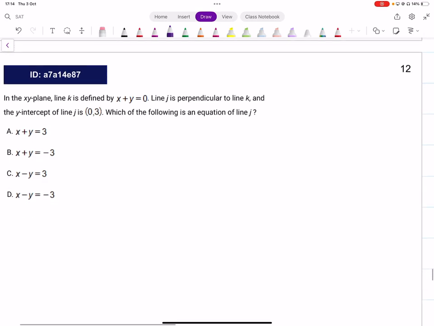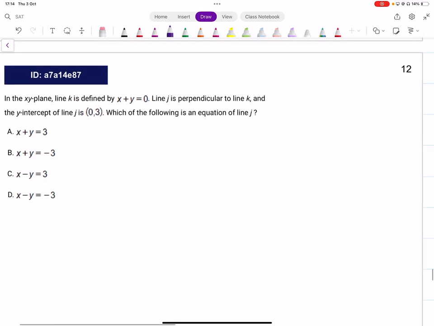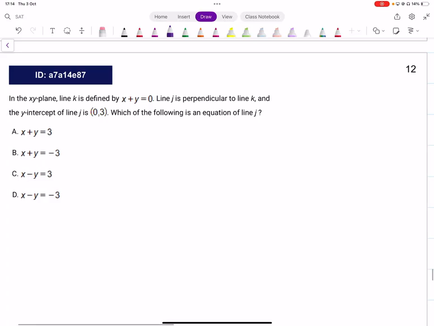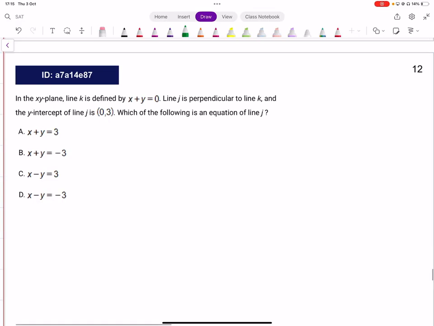Question number 12. In the xy plane, line K is defined by x plus y equals 0. Line J is perpendicular to line K. The y-intercept of line J is (0, 3). Which of the following is an equation of line J? Okay, what's the gradient from this line? Minus 1. If the other line is perpendicular, that gradient should be plus 1. This is for line J.